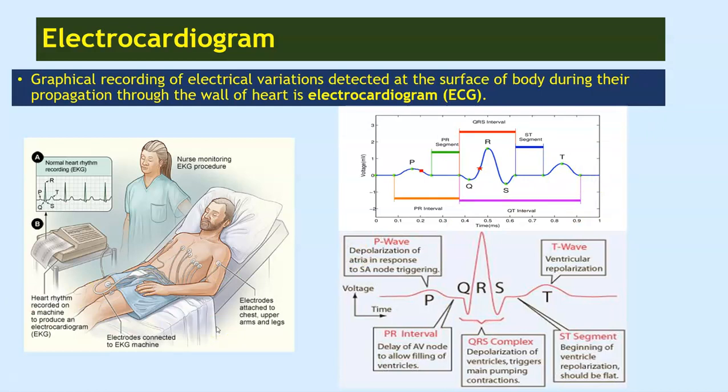Abnormal functioning of the heart, such as coronary artery diseases, heart block, angina pectoris, tachycardia, ischemic heart disease, myocardial infarction, cardiac arrest, etc., can be diagnosed by the ECG.